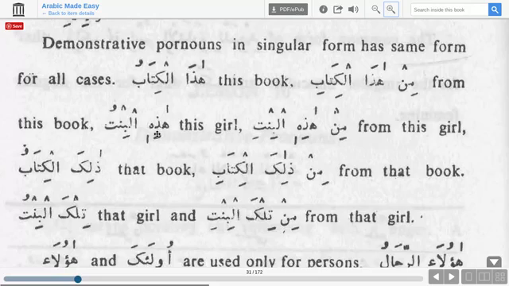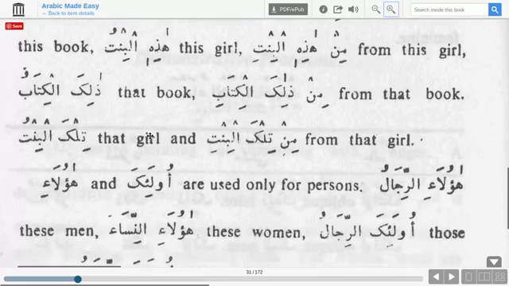Demonstrative pronouns in the singular form have the same form for all the cases. هذا الكتاب, this book. من هذا الكتاب, from this book. هذه البنت. ذلك الكتاب. من ذلك الكتاب. تلك البنت. من تلك البنت.